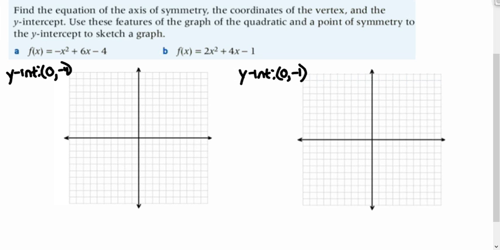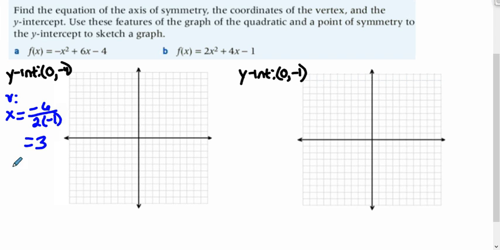So I'll switch colors here. So to find the vertex, to find the x value of the vertex, it's the opposite of b, so -6 over 2 times a. So 2 times a is -1. So -6 over -2, which is 3.